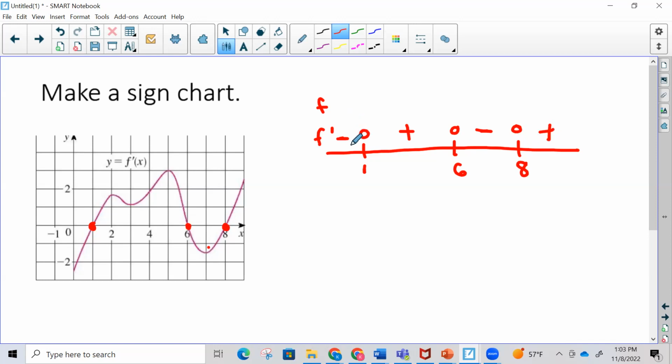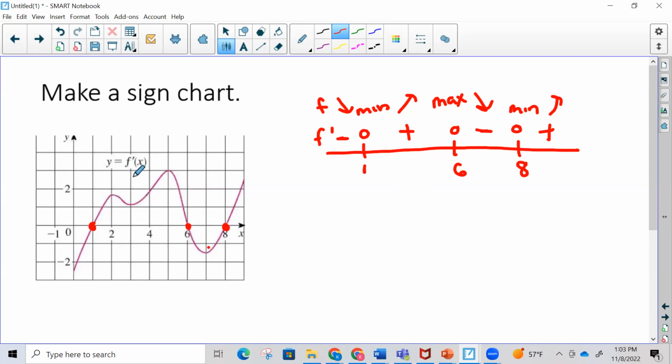What that's saying is when my derivative is negative, f would be decreasing, and then it would be increasing. Here the slope is negative, so it's decreasing. Here the slope is positive. And so this is a min, because it's going from decreasing to increasing. This is a max, and this is a min. And again, you can write it as intervals if you want. So that is the sign chart.